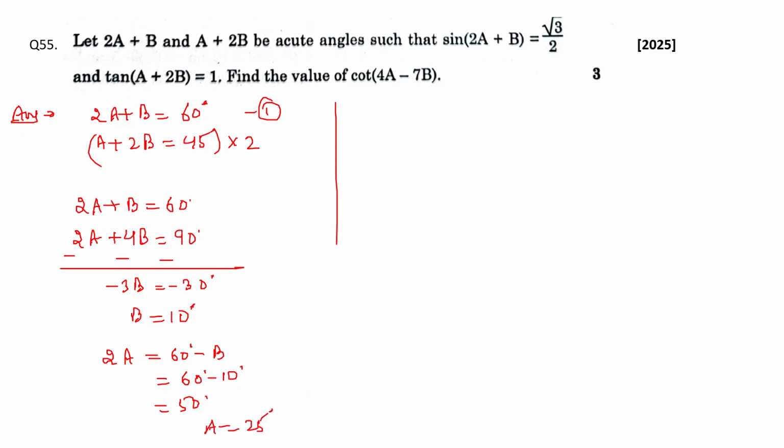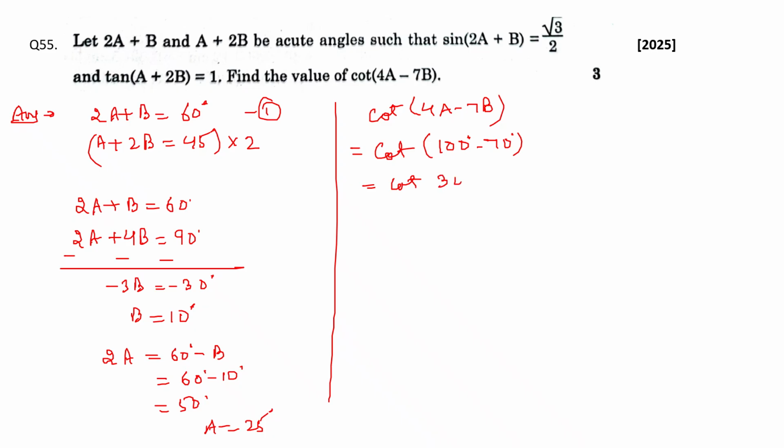Now you have to find the value of cot of 4a minus 7b. So cot of 4a, 4 times 25 is 100 degree, minus 7b, which is 70 degree. So 100 minus 70 is 30 degree and cot 30 degree is root 3.